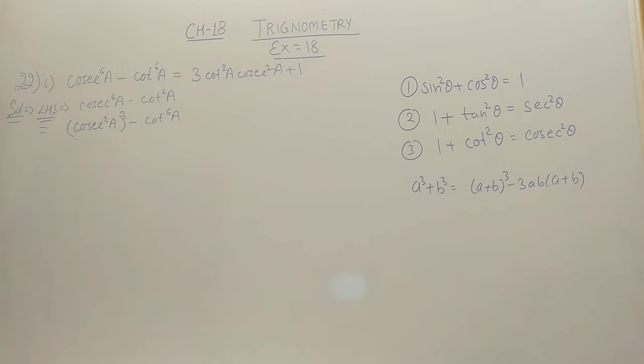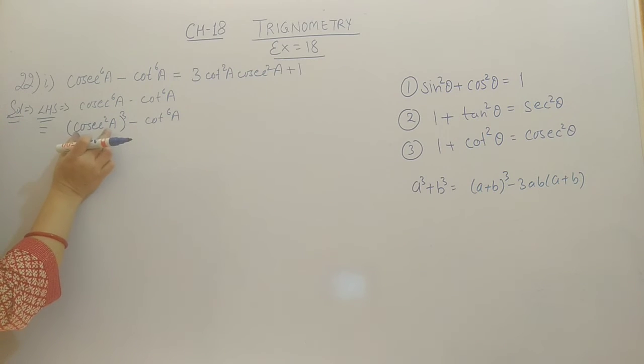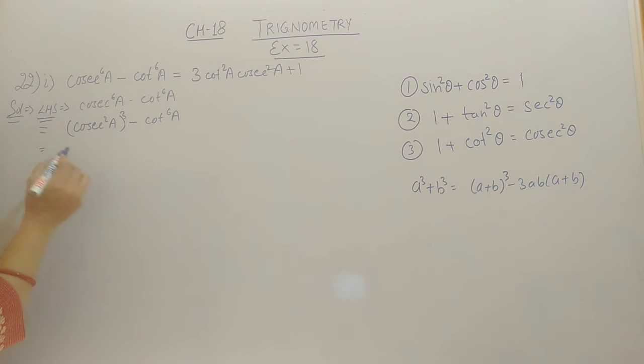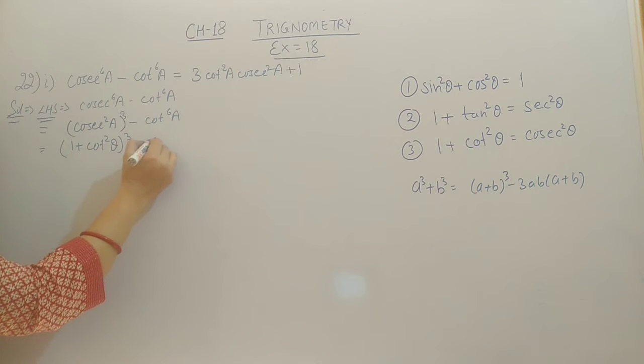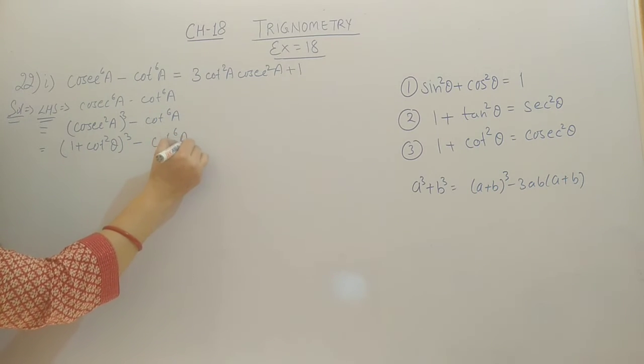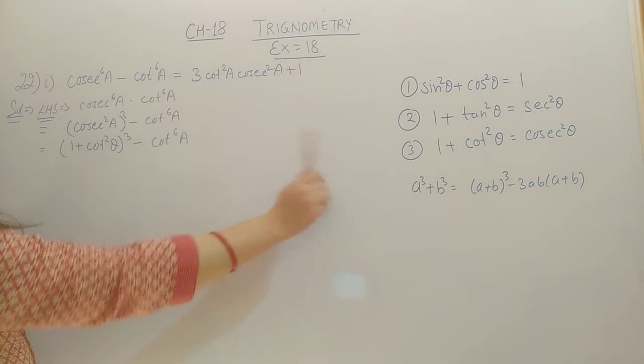Next, 22nd, first part: cosec to the power 6 A minus cot to the power 6 A is equal to 3 cot square A cosec square A plus 1. So left side we have taken here. This cosec to the power 6 we can write as cosec square whole cube. Now in place of this cosec square we can write 1 plus cot square theta whole cube, with the help of third identity.